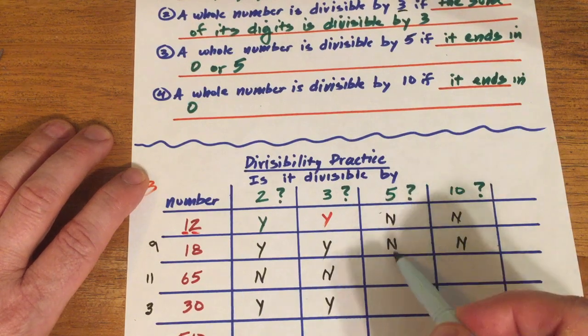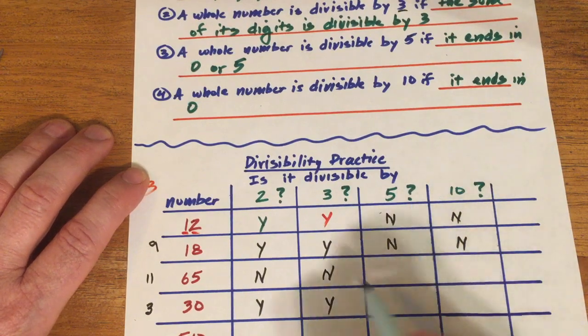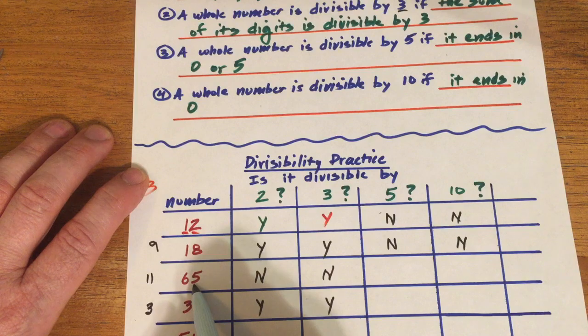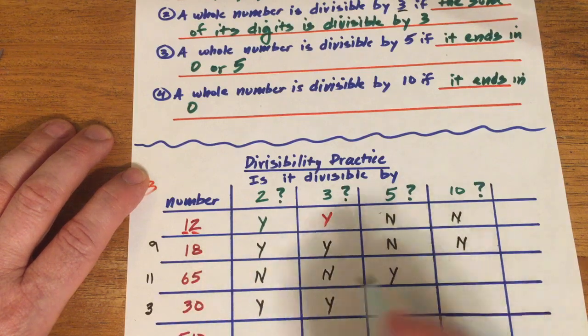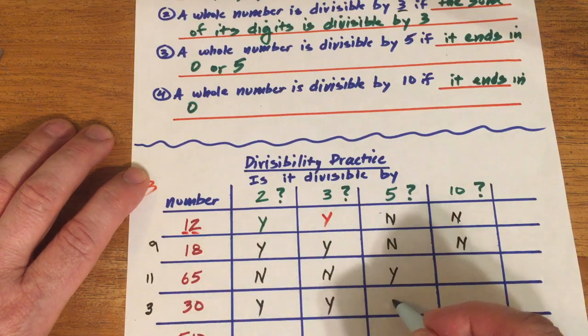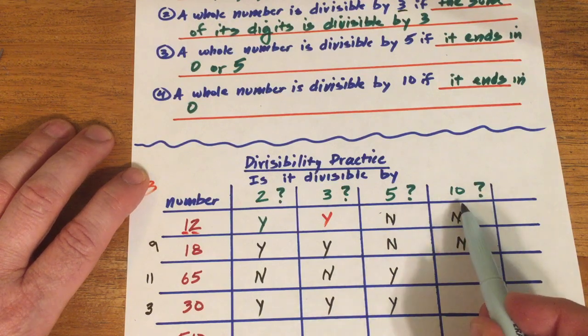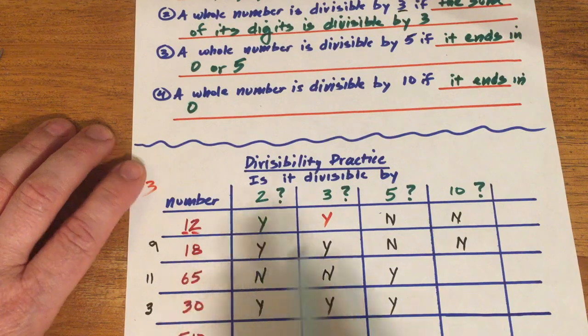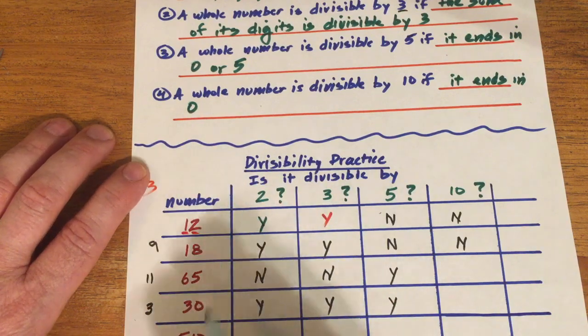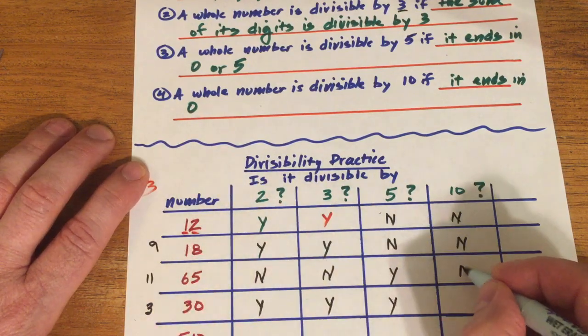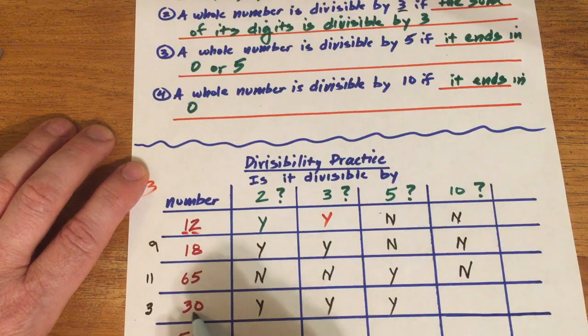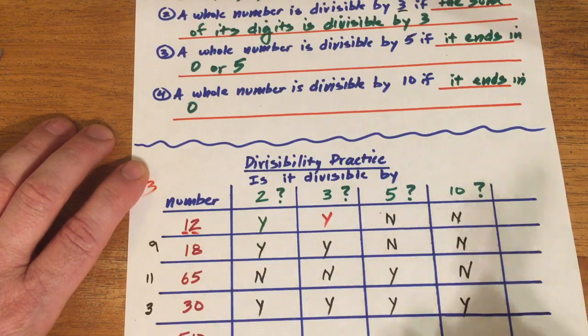The next one, divisibility by 5. Well, it's got to end in a 5 or a 0, and this ends in a 5, so it's yes. The 30 ends in a 0, so that's yes. The last one, divisibility by 10. Well, it's got to end in a 0 according to what we have here, and this does not, so it's a no. This does right here end in a 0, so it's a yes.